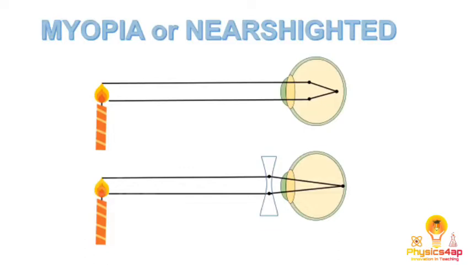We will be discussing the defects of the eye, that is hypermetropia and myopia, in the next video. So let's discuss in detail in the next video.